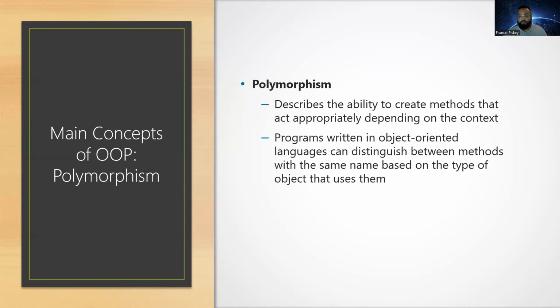And finally, we have polymorphism. This is the one part of object-oriented programming that a lot of developers, I don't care how long you've been in the industry, it's lost on people. Polymorphism is the ability to create methods that act appropriately depending on the context. Or more specifically, polymorphism is the ability for the computer to automatically select the method and or class it needs when it needs it without user input.